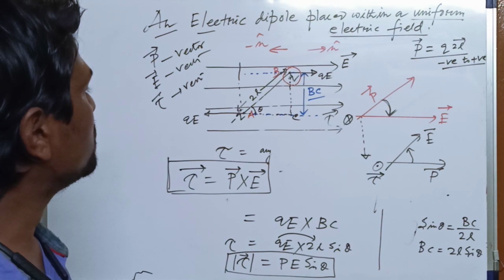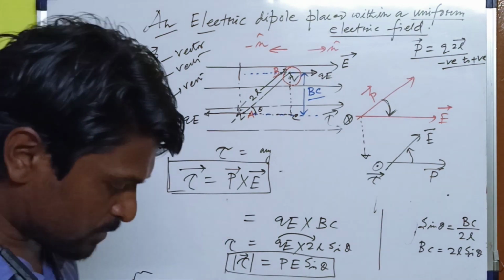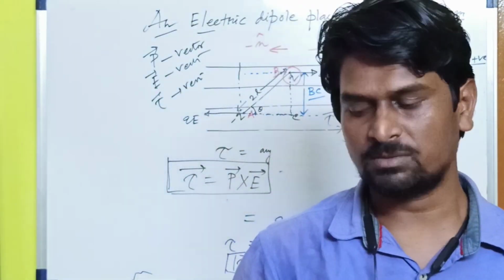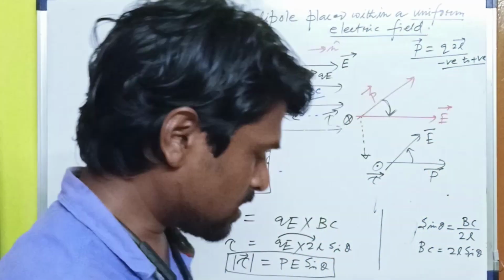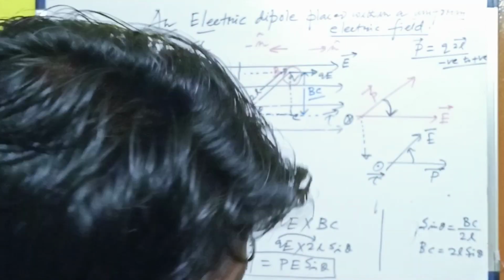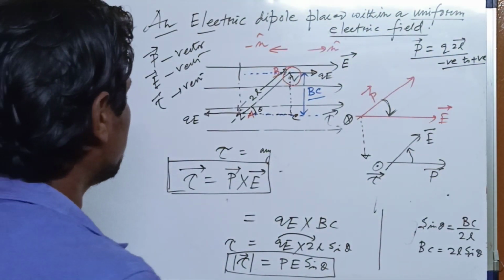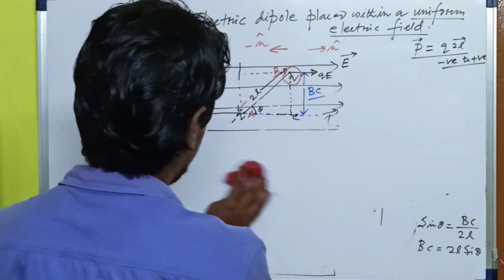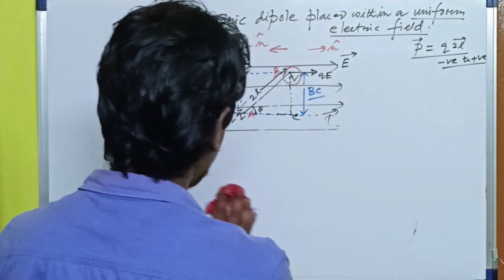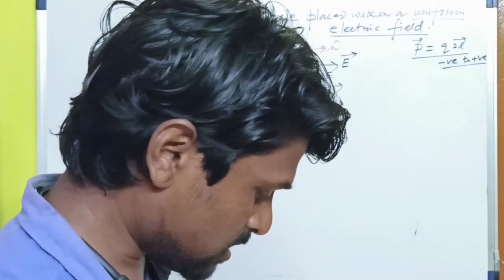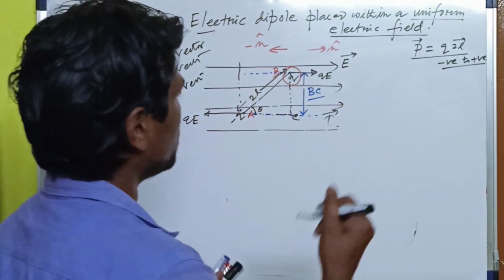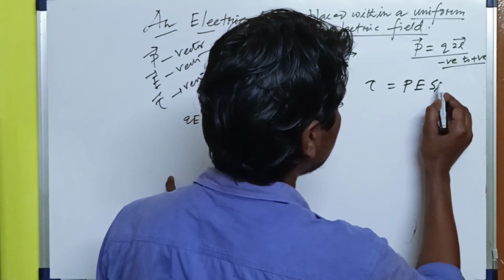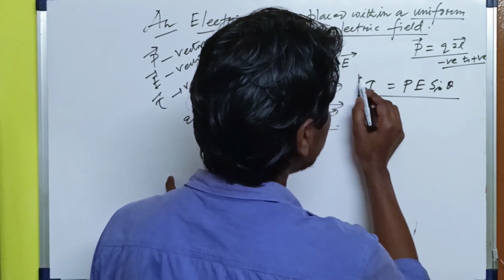And so this is the value of torque. And the next step is where that particular torque is maximum, minimum, or it may be 0. So where that particular torque, torque equal to PE sin theta. So this is the simplification.